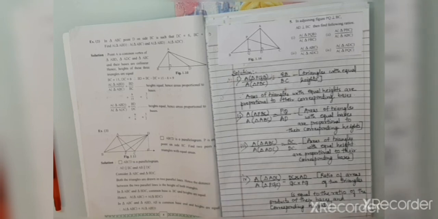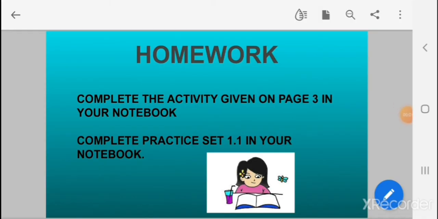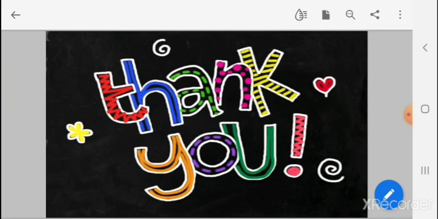Okay students, with this we finished our practice set 1.1. Homework: complete the activity given on page 3 in your notebook and also complete practice set 1.1 in your notebook. Thank you.